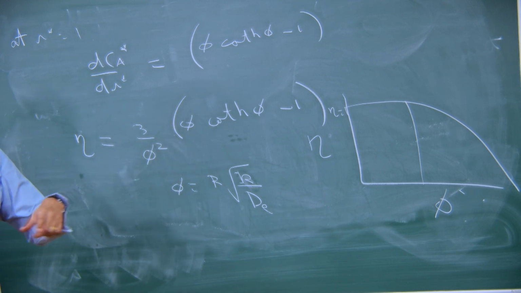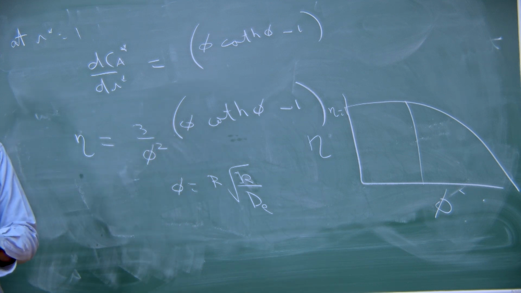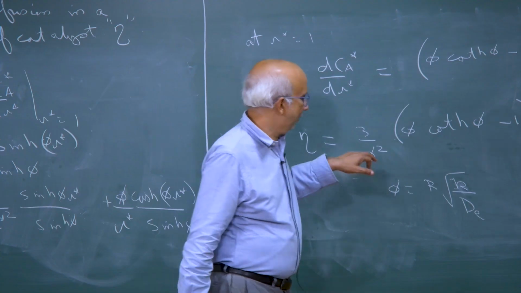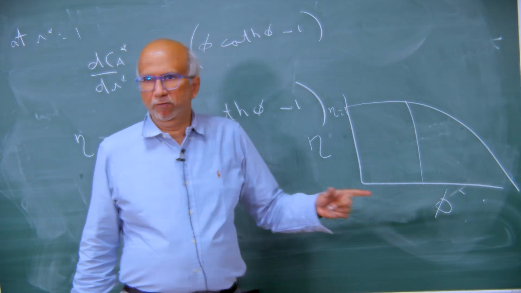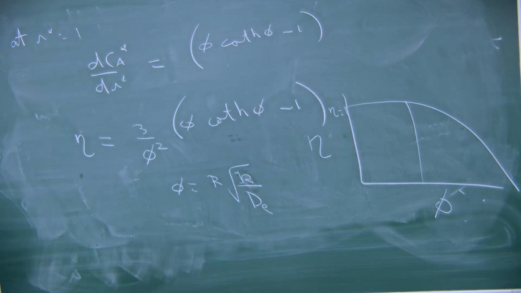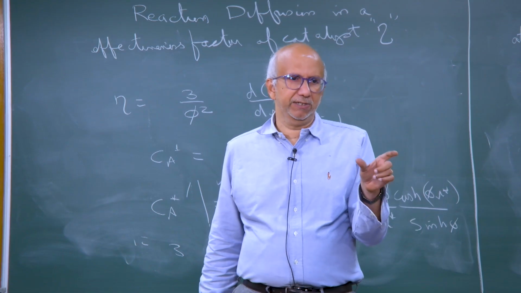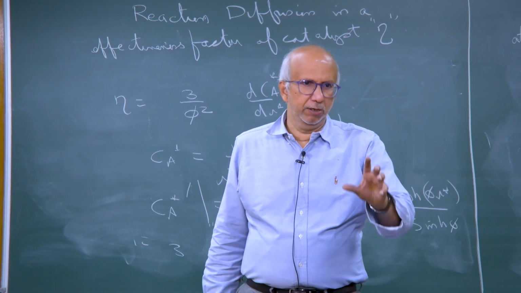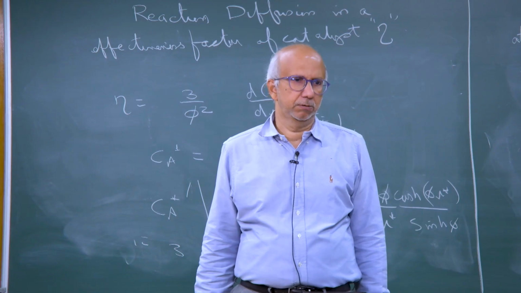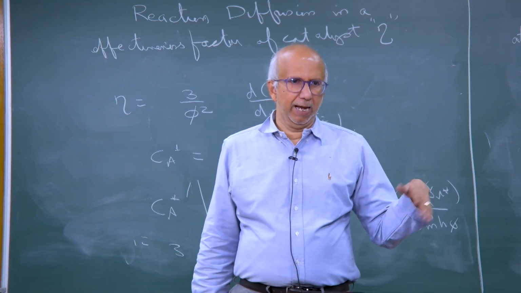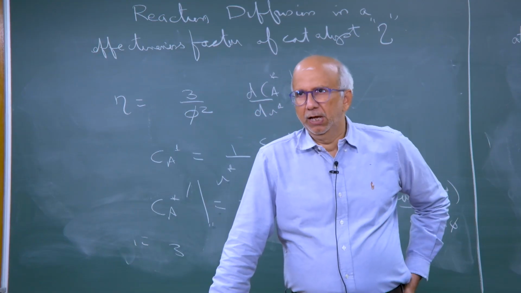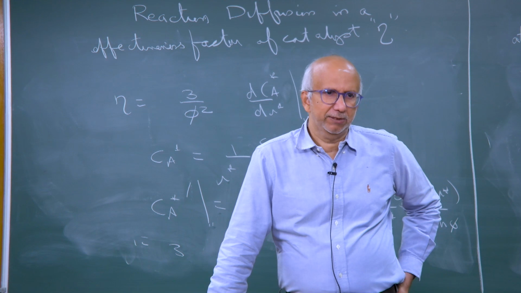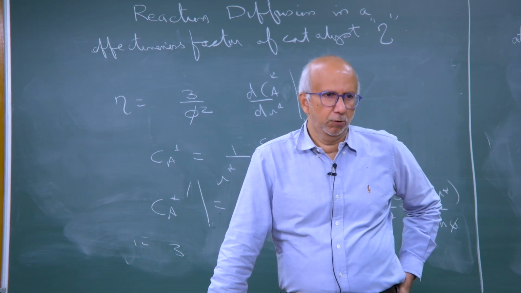This has to be done numerically using some Newton-Raphson method, or you come to this graph, put eta equal to 0.8, draw a curve, and find the value of phi. Once you know the value of phi, if you know what the effective diffusivity is and what K is, you can decide what should be the size of your spherical catalyst. So, you can use this analysis in different ways. At the end of the day, when you do all your calculation, you need to know exactly how you are going to use it.